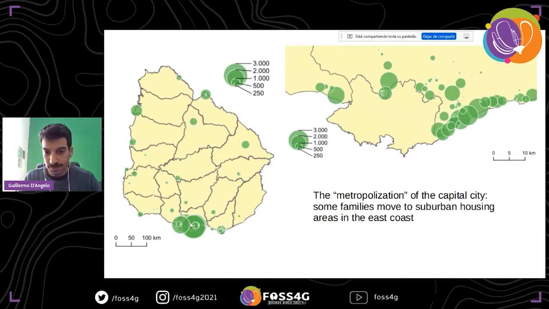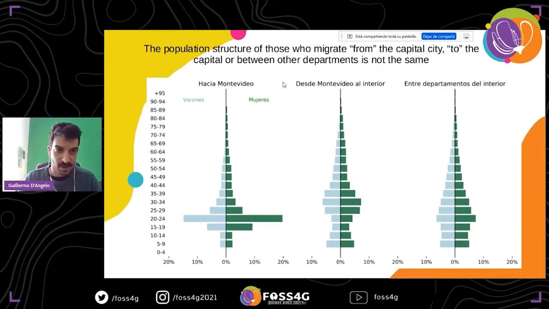If we look closer, we can see those towns receiving migrants. This is a close up of the capital city, like a zoom. And you can see in the east the number of internal migrants residing in each of these towns whose origin is Montevideo. So you can see there's a big phenomenon here of metropolization, which is people who migrate from the capital city to satellite cities or to suburban housing areas, mainly on the East Coast. It's not a recent phenomenon, but it's ever growing, increasing every day.